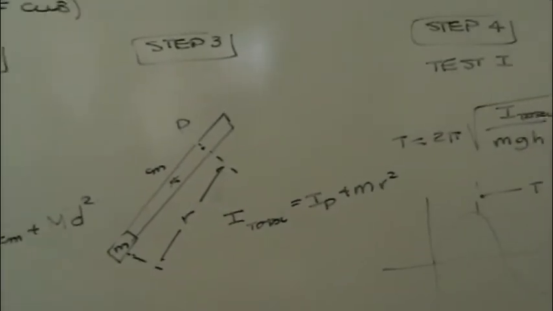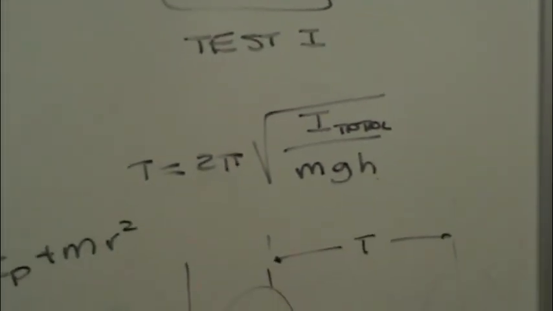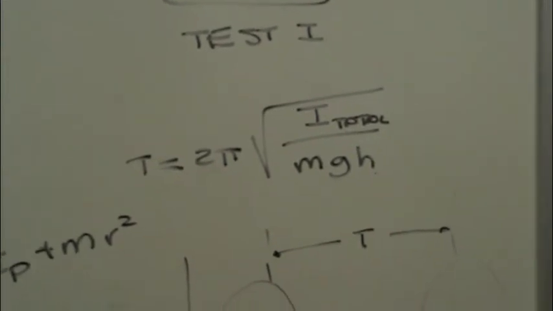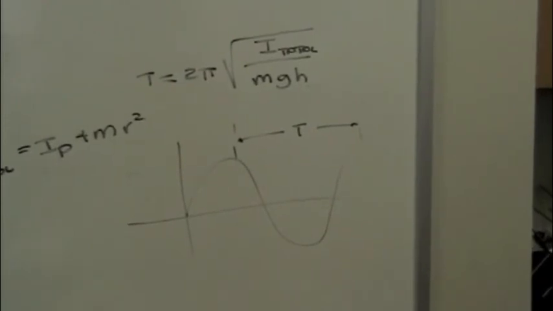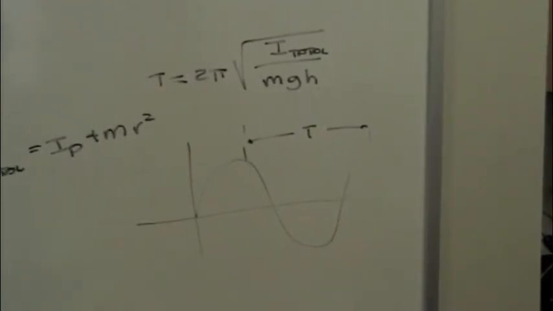Finally, to test this, step 4, we're going to use the physical pendulum equation, which is very similar to the pendulum equation we looked at before. T equals 2 pi square root of I total over mgh. Just think, I have potential: mgh is potential. And then we can hook it up to the GLX and actually get a sinusoidal wave for the period. And we can look at the period, the actual experimental value, to compare.